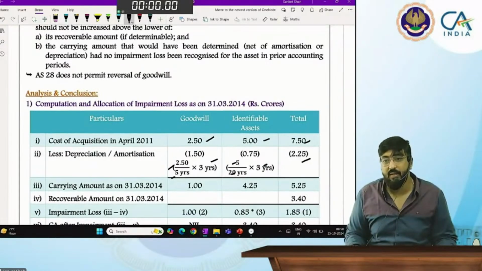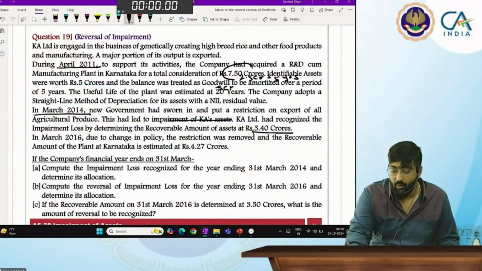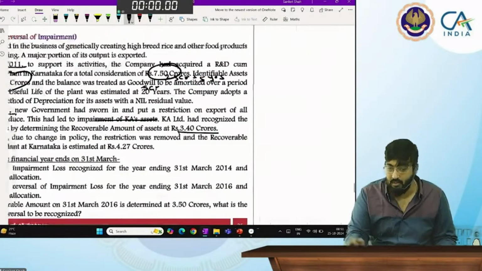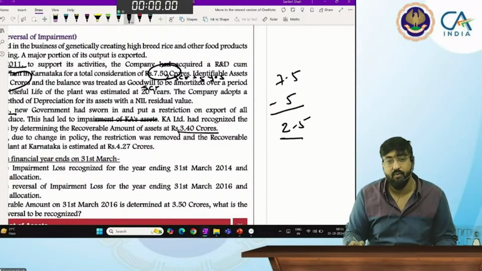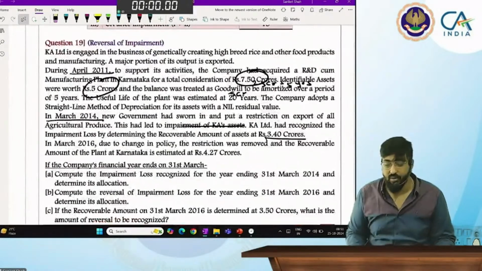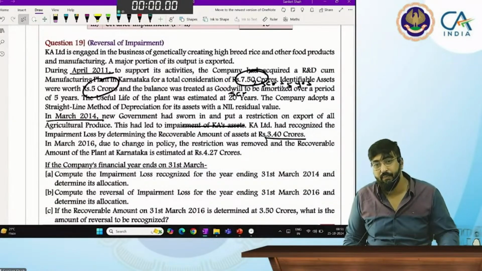Someone is asking me, Nitin Prajapati, sir, goodwill 2.5 कैसे आया बेटा? You paid 7.5 crores. Out of that, your identifiable asset is 5. See, 7.5 minus 5, it is 2.5. You can do it on Calci. बहुत सिंपल कैलकुलेशन है. Sometimes simple also we think it's very difficult. It's okay. तो सिंपल था बहुत ही.